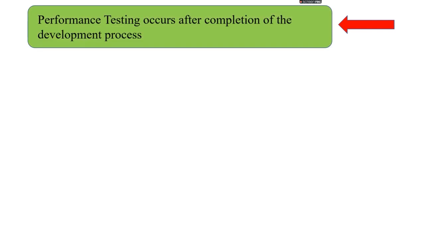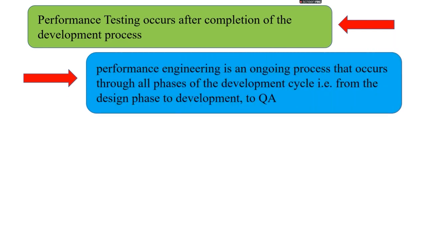Performance testing occurs after the completion of the development process, after total development of the application. Then performance testers will come and test how the application is behaving. Whereas performance engineering is an ongoing process that occurs through all the phases of the development cycle, from the design phase to development and also to QA. So it will be involved in all the phases.